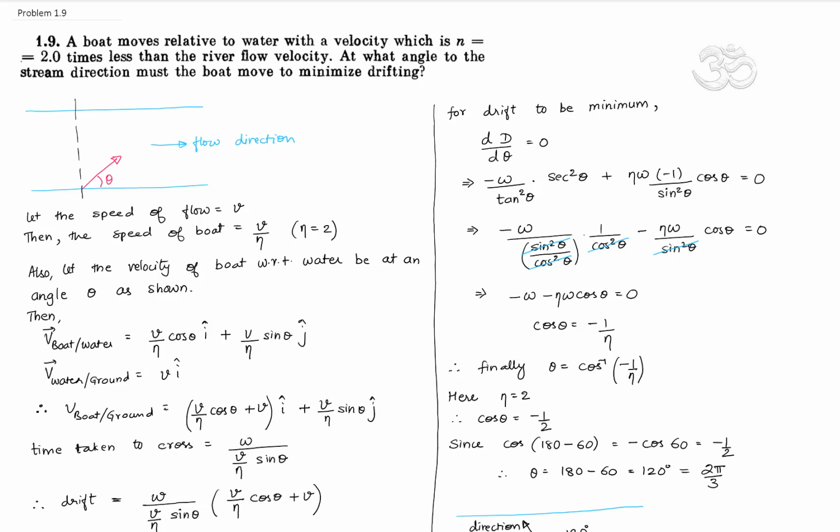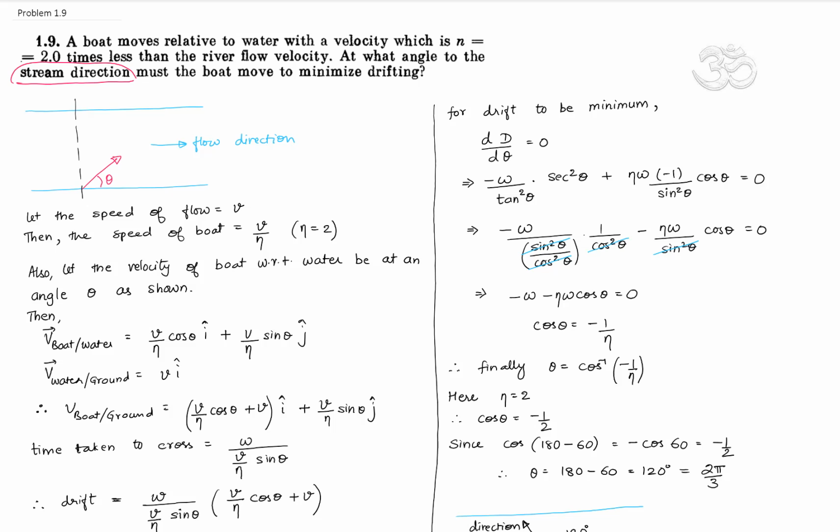You can see the statement of this problem here. There is a boat that can move in water with a velocity that is 2 times less than the river flow velocity. He is asking us to find out the angle to the stream direction at which the boat must move to minimize drifting. How do we know that in this case drifting will happen?